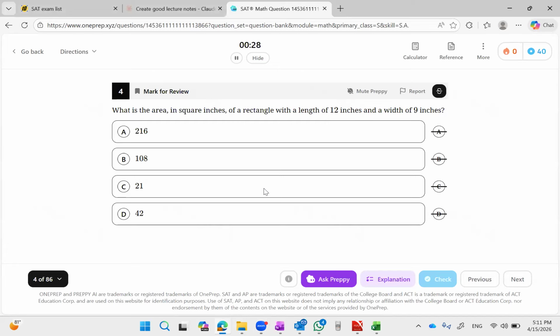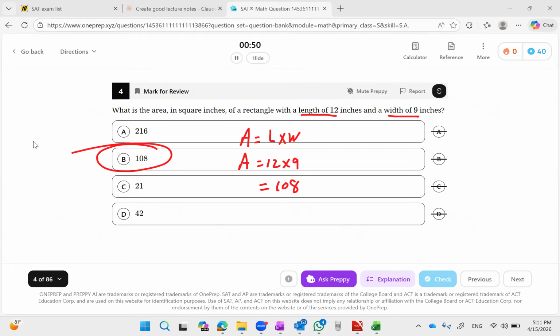Let's go to the first question, which asks what is the area in square inches of a rectangle with the given length and width. This is a direct question, and the area of a rectangle is length by width. So the area is equal to 12 by 9, and 12 by 9 is 108. So the right answer is B.